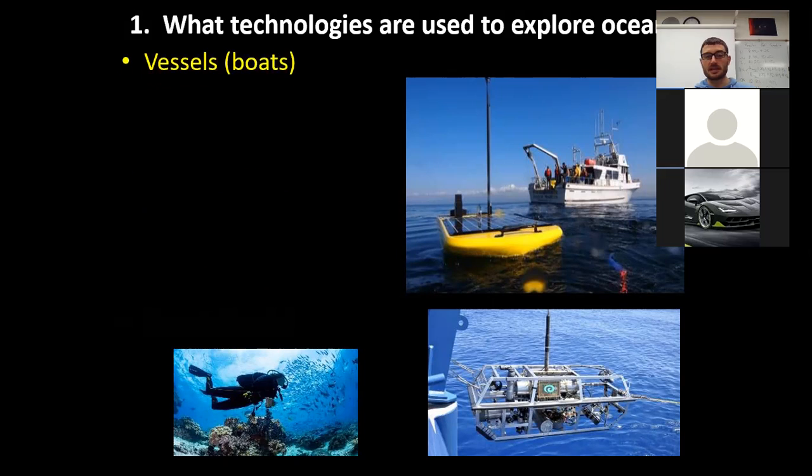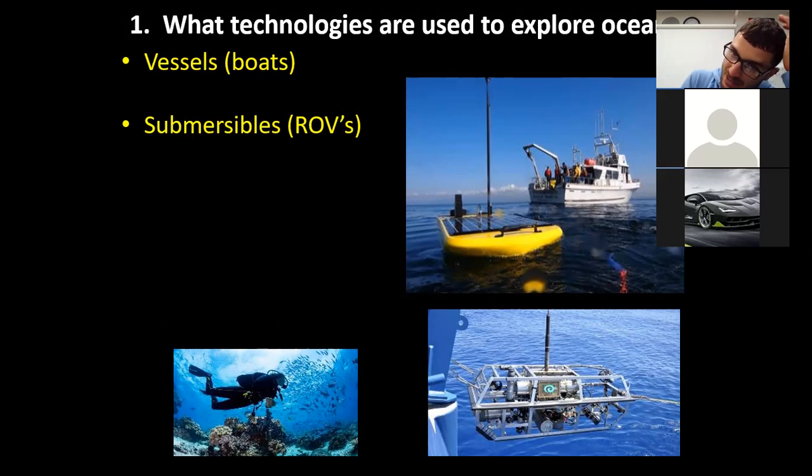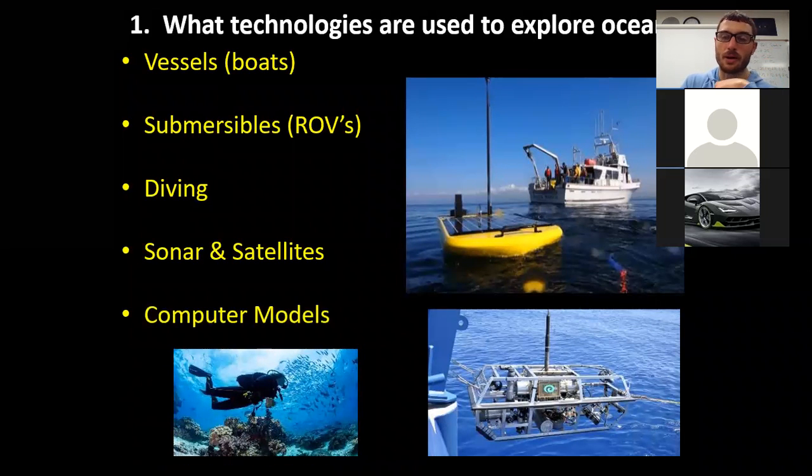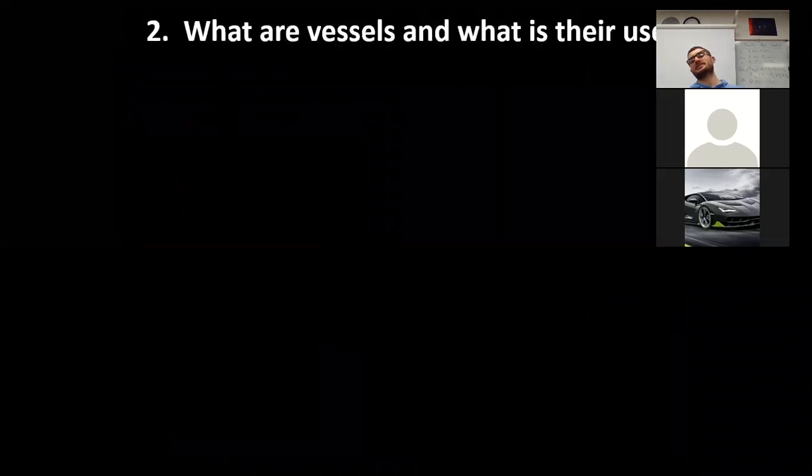Well, just to name a few, and I had a video with this yesterday on my YouTube. Vessels, another word for boats, are called vessels. We have submersibles. Those are like mini submarines. Examples of those include ROVs and AUVs. Those mini submarines are not used for war, as we're accustomed to with submarines in the world wars. They're going to be used for scientific research. Divers are important. Okay, sonar and satellites and computer models. So we're going to talk about the last three today.